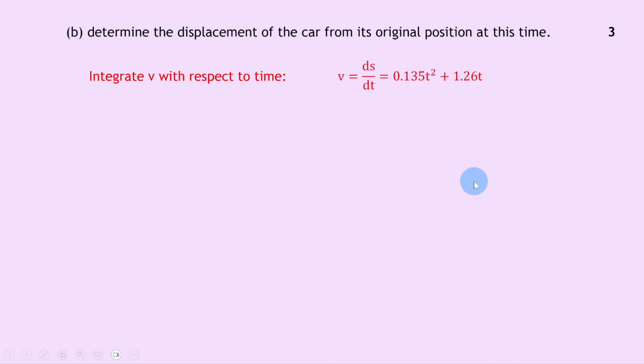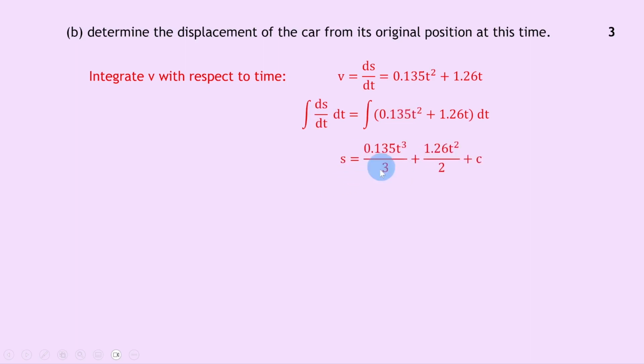We're going to integrate both of those. So we have the integral of ds by dt dt is equal to the integral of 0.135 t squared plus 1.26 t dt, where we're using brackets here to show that we're going to integrate both parts of this expression. Remember ds by dt is just our velocity v, so if we integrate velocity we get displacement. So we get s equals, and then to integrate these parts, remember we raise the power by 1 and divide by the new power. So we have 0.135 t cubed over 3 plus 1.26 t squared over 2 plus the constant c. Let's simplify these fractions, so we have s equals 0.045 t cubed plus 0.63 t squared plus c.